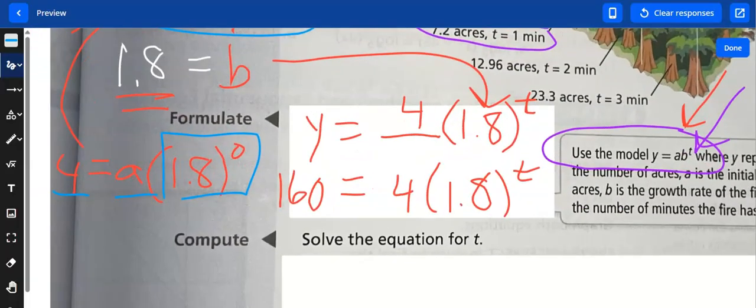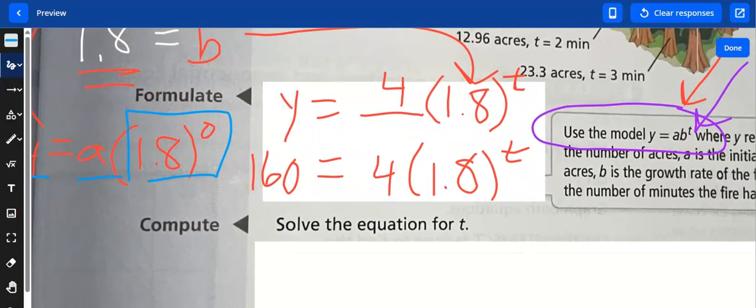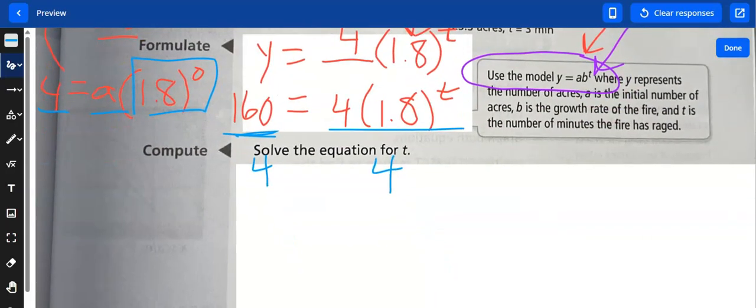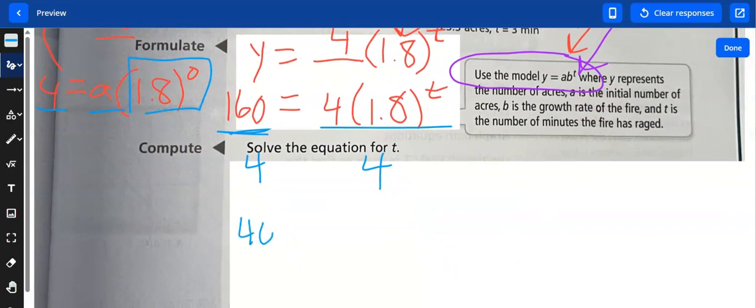Well, in this particular equation, we have a number of acres of 160. And they want me to solve for the time. And so we just discussed as a class, what are we going to do first? And we decided that we would divide by 4. So if we do that, we are at 40 equals 1.8 to the t power, and now we're ready to finish the question together. We took 160, divided by 4, we got 40. Pretty simple, straightforward.